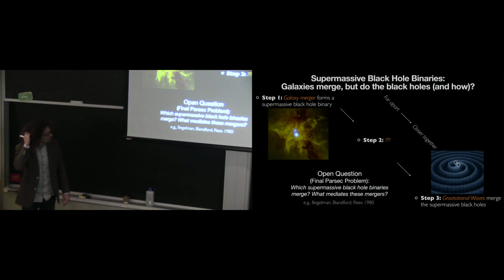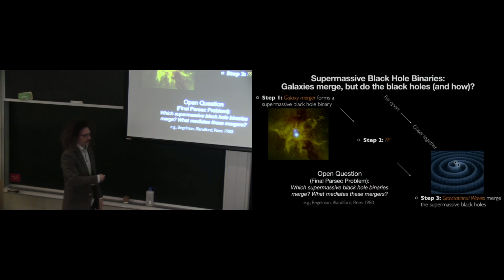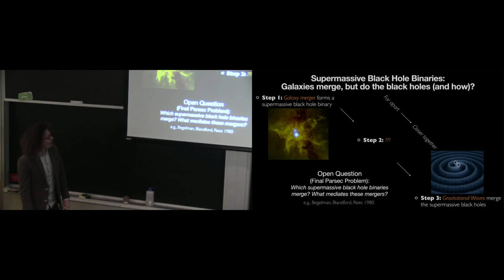Step 2 is how do they get close enough, right? This has been talked about for over 40 years as the final parsec problem. How do you get these two black holes to within the separation where they'll emit gravitational waves and merge within the age of the universe? If you talk to different people, they might say this isn't a problem anymore, mainly because there are ways you can think of getting them close enough together. But the way I like to think about this problem is not that we can come up with a theoretical way to merge them, but that we would solve the problem, we'd figure out how this is happening.